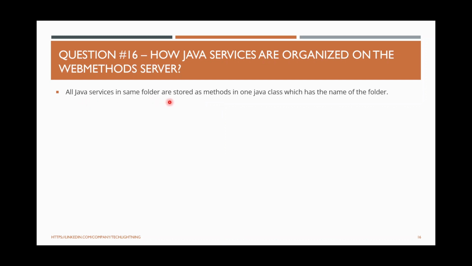So all Java services in the same folder are stored as methods in one Java class, which is the name of the folder. If you have a folder A which has 3 Java services, then folder A will get created as a Java program.